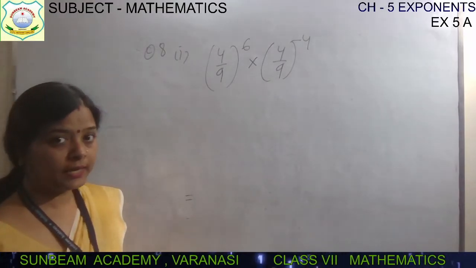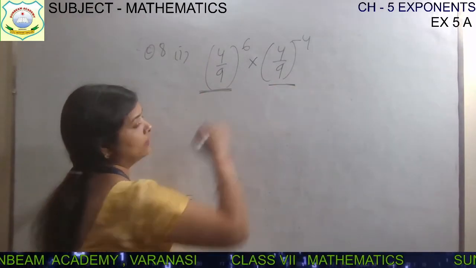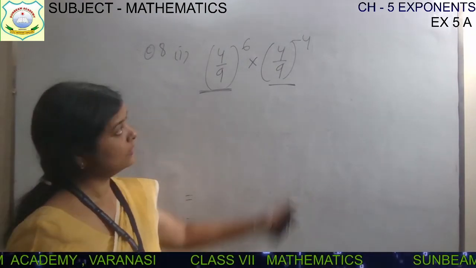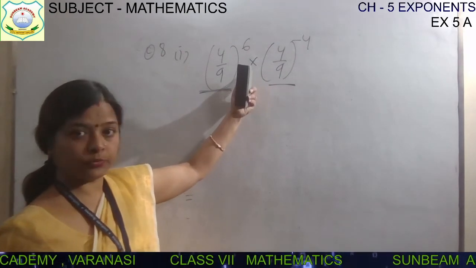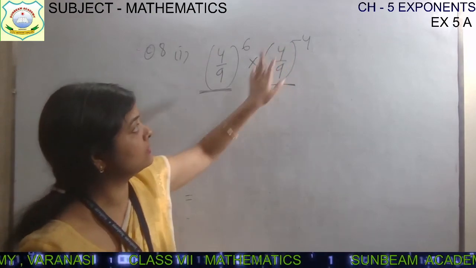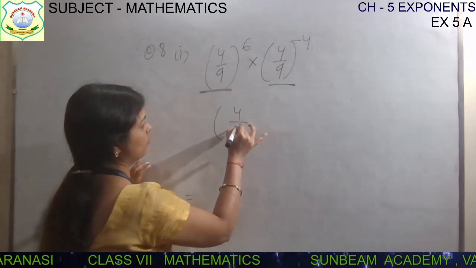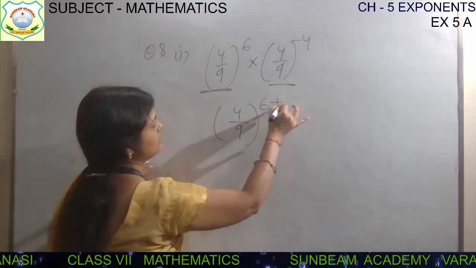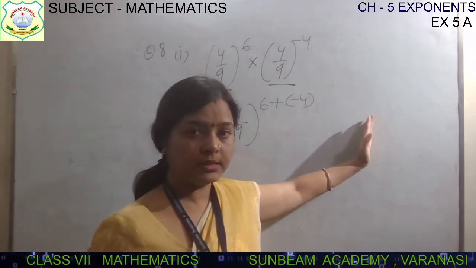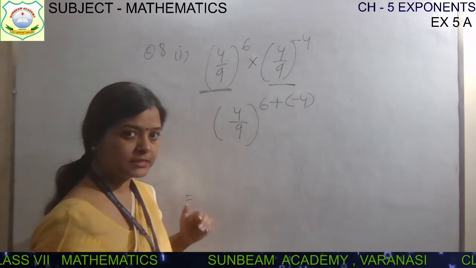Question number 8, first part. See, 4 by 9, 4 by 9. Both the rational numbers are same. If the rational numbers are same, they are in exponential form and we are doing multiplication. What are we doing? We are doing multiplication. Same base, multiplication is happening. So power will be added. So write down the same base, 4 by 9 and add their power. 6 plus minus 4. Here write the law: by using a to the power m into a to the power n is equal to a to the power m plus n. Okay?